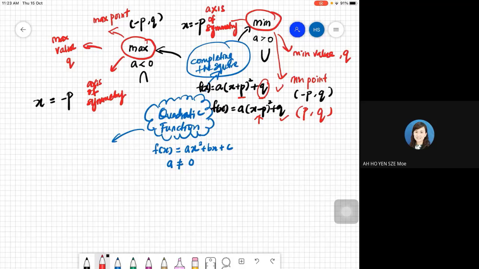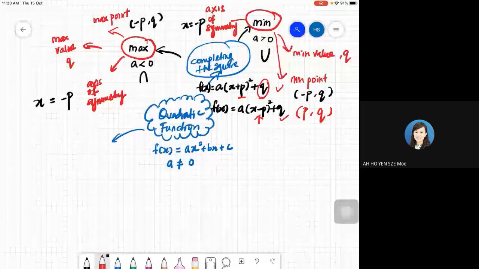In quadratic function, the most important thing is you have to know how to do completing the square to determine the maximum value or minimum value or the point. So the questions that come out in this topic will be this. So another one that comes out in the exam.